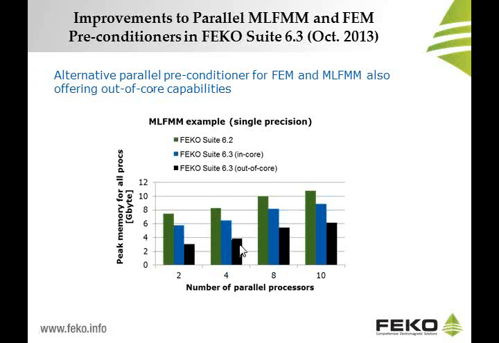You see now the new result in FEKO Suite 6.3. We use less memory, and quite attractive is the new out-of-core option, which is represented by the black bars, where we can then get a solution with much less installed main memory. And then in parallel it's swapped out. Every process is using its own scratch file. But interesting, I haven't shown it here, the increase in runtime is within a few percent.